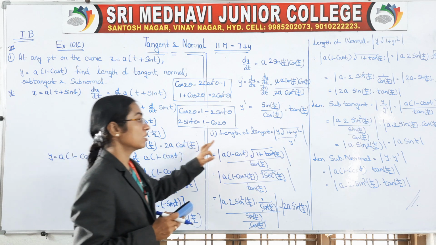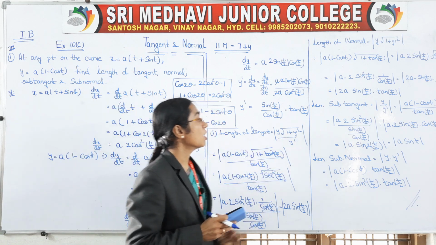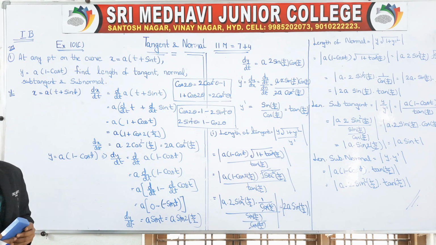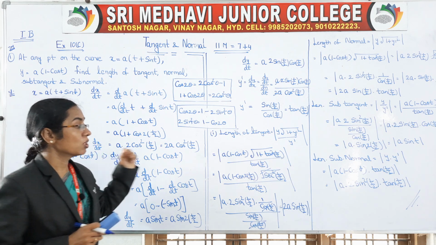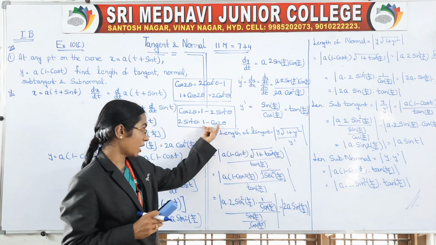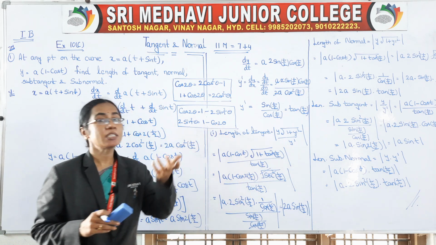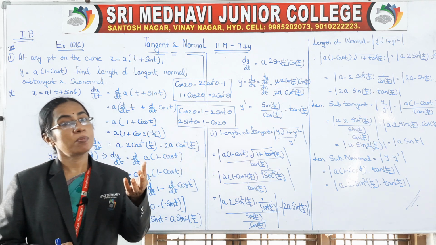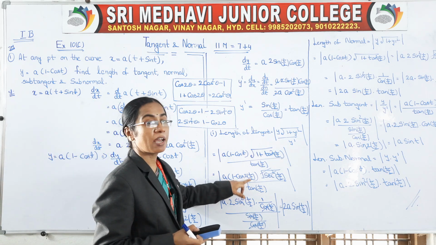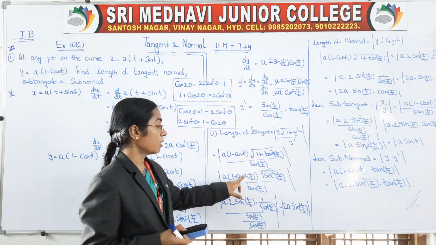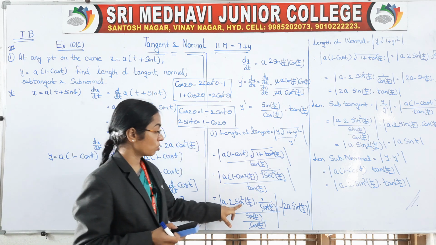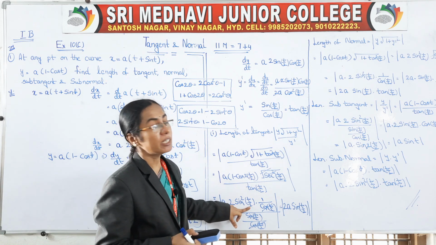So length of the tangent formula is modulus of y into root of 1 plus y dash square by y dash. So we got y dash value is tan of, isn't it, t by 2. So substitute, and this is of the 1 minus cos 2 theta form. 1 minus cos 2 theta. In theta place it is formula, right? I said all formulas will be general forms. Instead of theta, we can have any value. So instead of theta, we are having t by 2. So it is of the form 1 minus cos 2 theta. So 1 minus cos 2 theta is equal to 2 sin square theta. So 2 sin square, in theta place you are having t by 2.